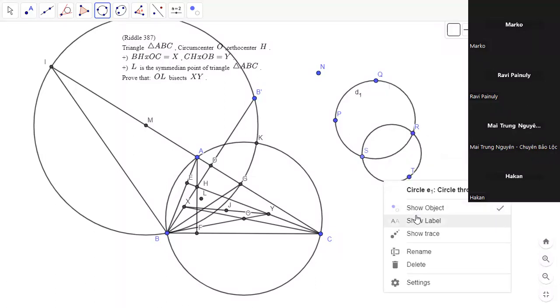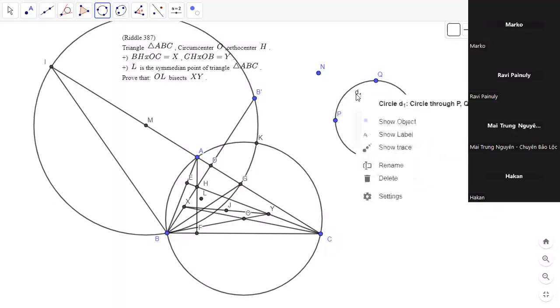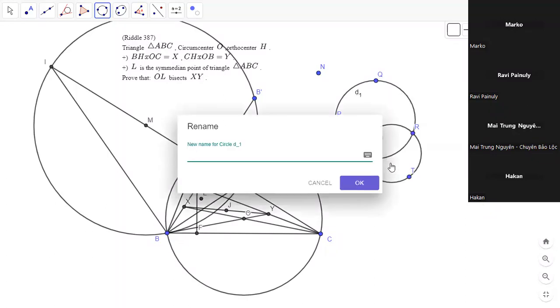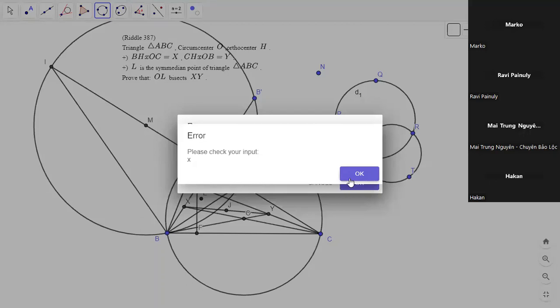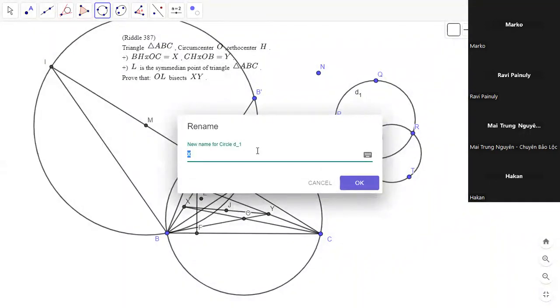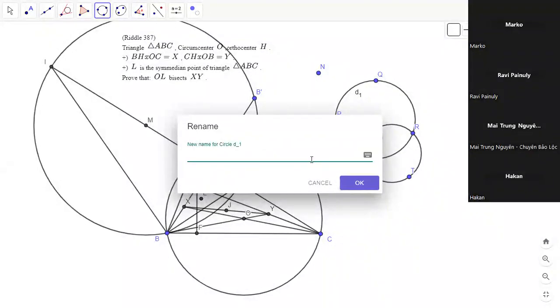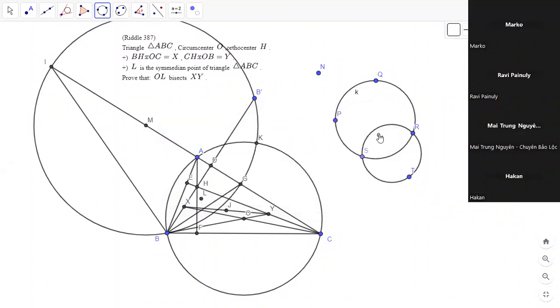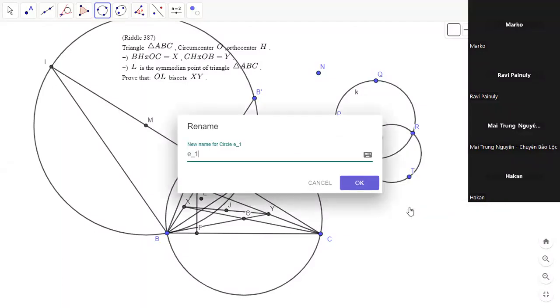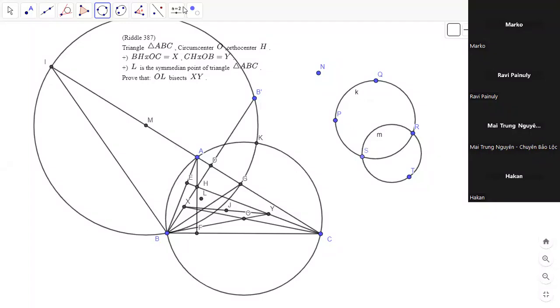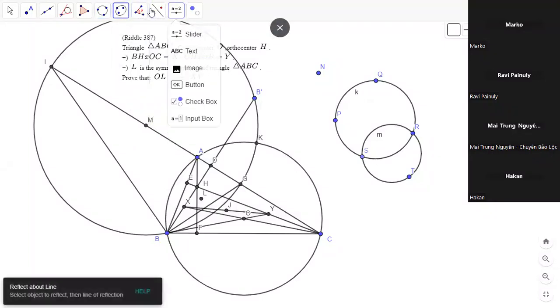Or let's call them D1 and E1. Let's call it X. Oops. Why can't I say X? Circle A. And let's call this circle, I don't know, M. So Casey's theorem, I use this a lot.